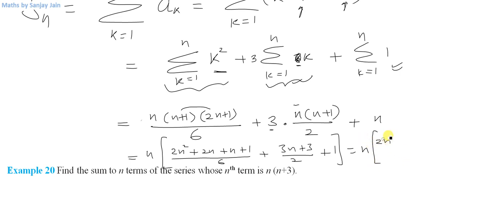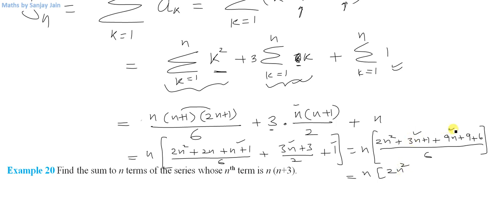So it will be 2n squared plus 3n plus 1 here, right, this one, and this will get multiplied with 3. I am taking 6 as my LCM, right? So 9n plus 9, and I'll multiply this with 6, so plus 6, divided by 6, and it is equal to n into 2n squared, 3 plus 9 is 12n, 1 plus 9 is 10 plus 6 is 16, divided by 6.